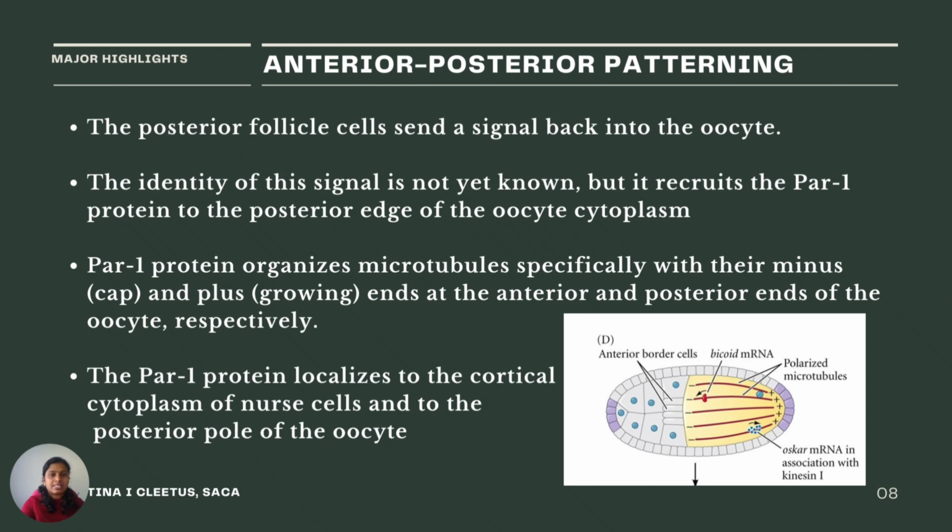These posterior follicle cells send a signal back into the oocyte, whose identity is not yet known, but it recruits a protein called PAR1 to the posterior edge of the oocyte cytoplasm. This PAR1 protein organizes the microtubules specifically with a minus end and the plus growing end at the anterior and posterior end of the oocyte respectively. That is, the minus end faces towards the anterior side and the plus end, or the growing end, faces towards the posterior end. This PAR1 protein localizes to the cortical cytoplasm of the nerve cells and to the posterior pole of the oocyte.